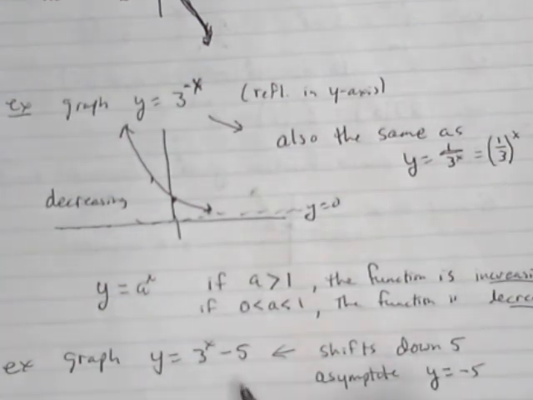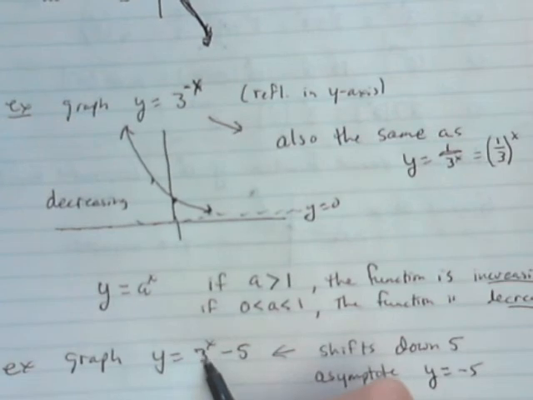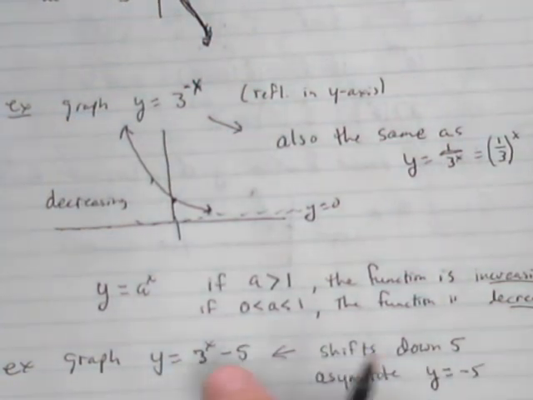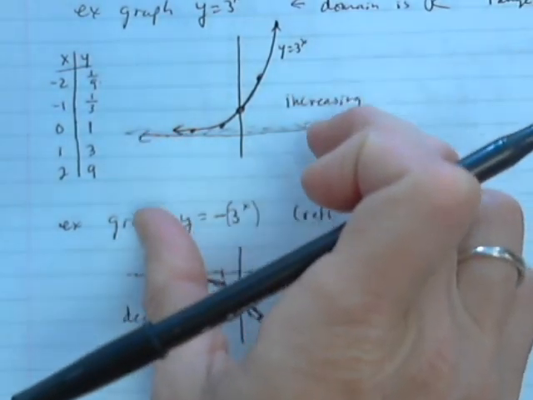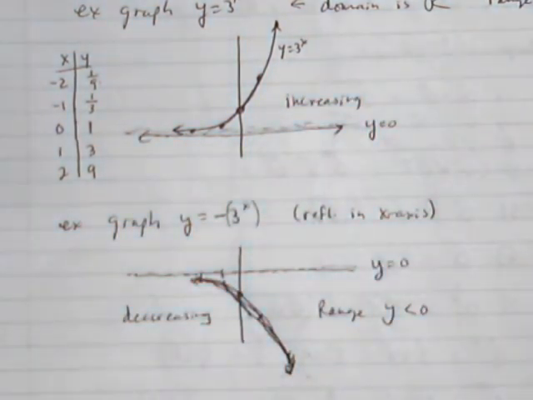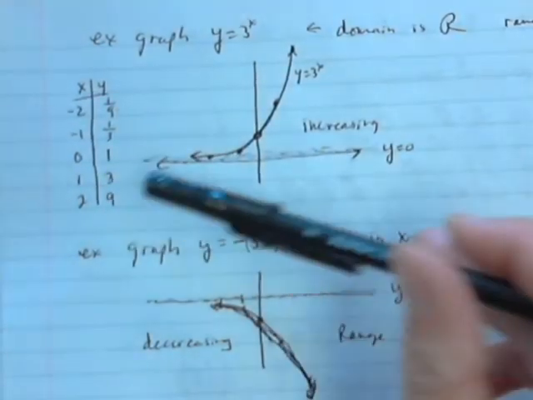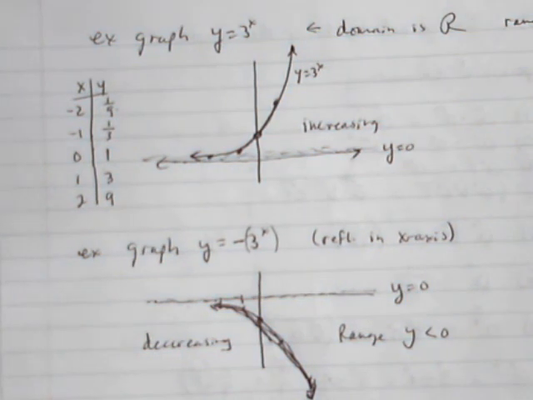And other than that, everything, the domain is still all real numbers. The base being greater than 1 means this is an increasing graph. So this graph looks exactly like the original graph that we drew, but you're just moving everything down 5, which means you're subtracting 5 from all the y values.